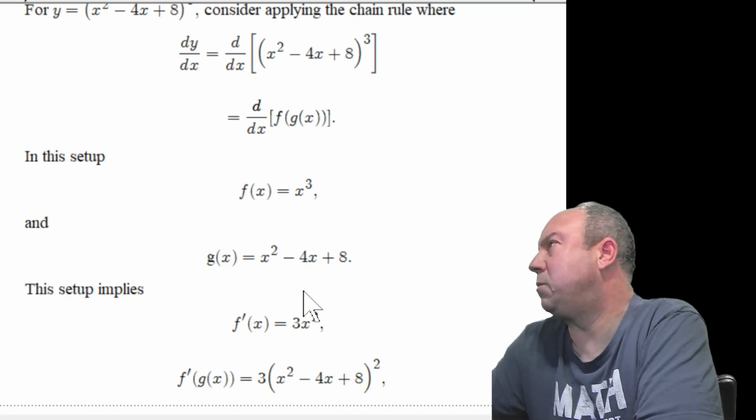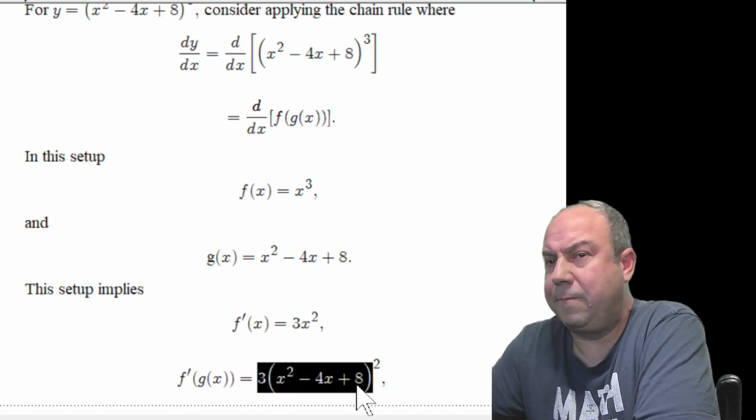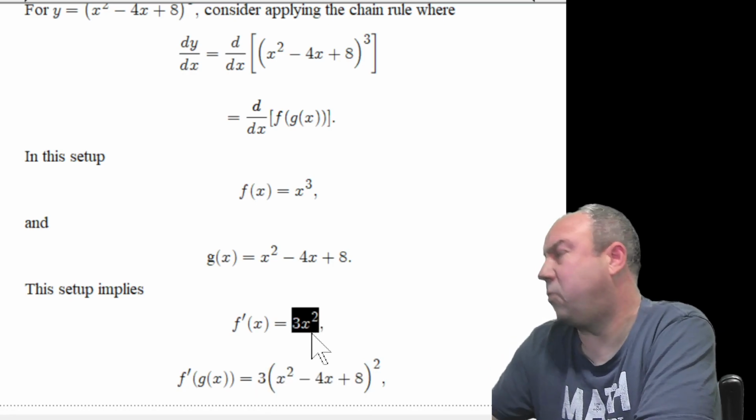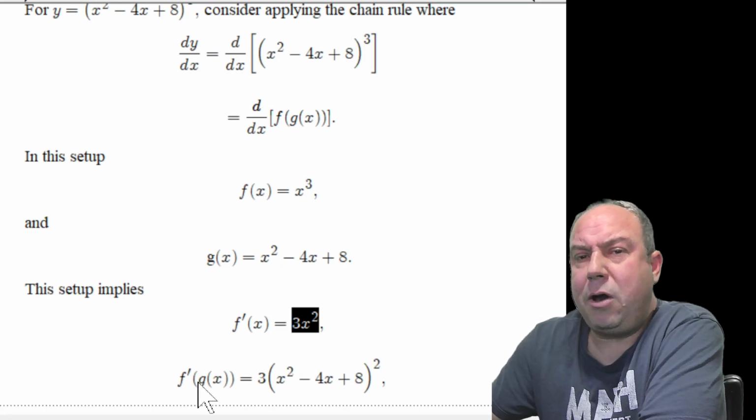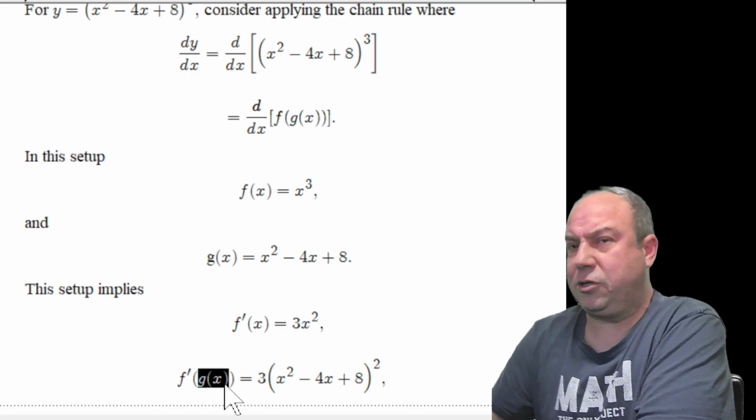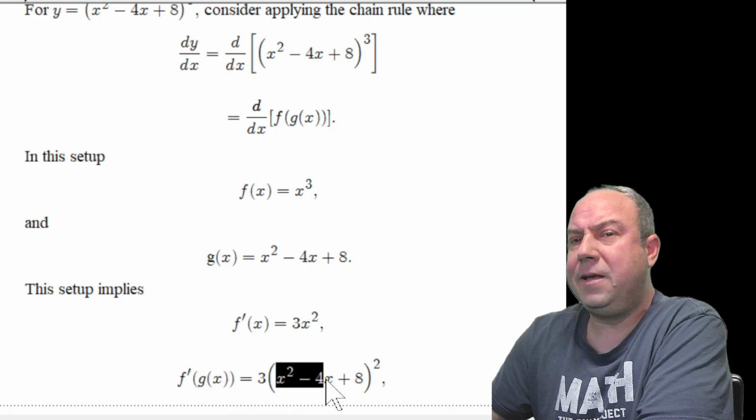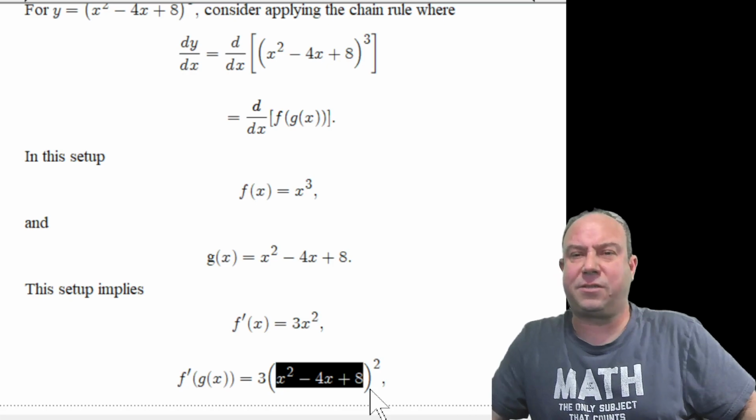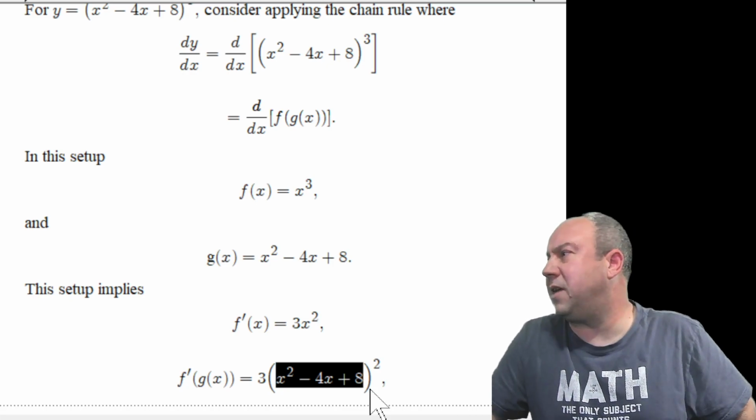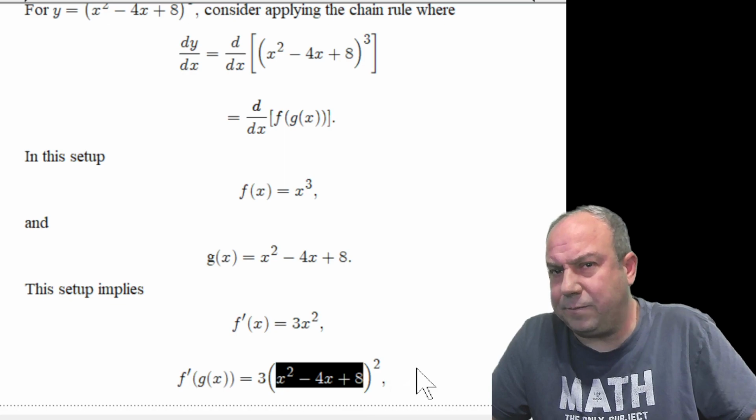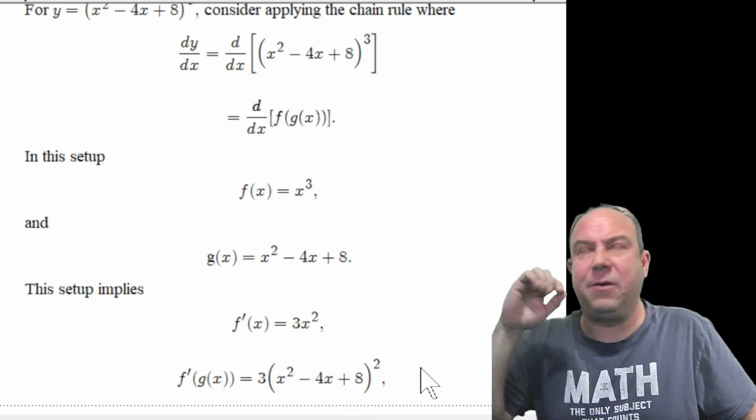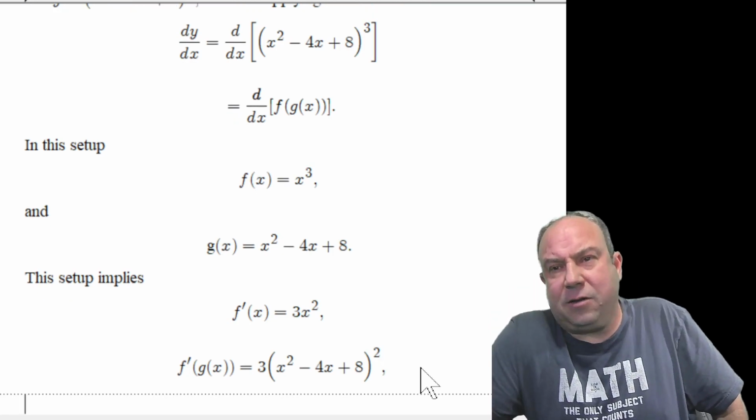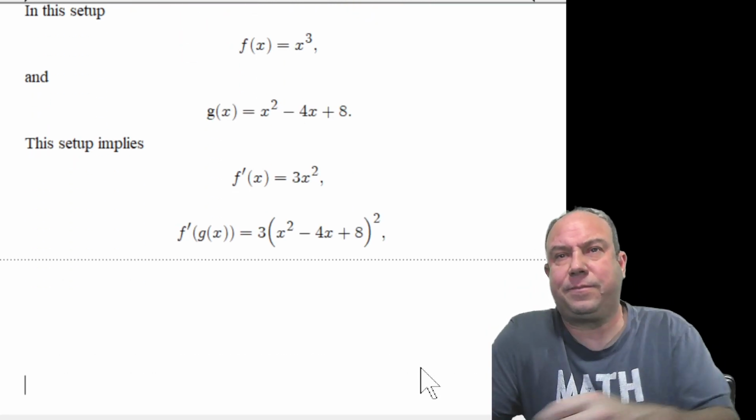x squared minus 4x plus 8, quantity squared. All right. So you can see here, this setup does imply that f prime is 3x squared. So if I recompose inside of f prime the function g of x for x, substituting in that quadratic for x, I can write this as 3 times the quantity x squared minus 4x plus 8, quantity squared. That is one of the factors involved in the calculation of the chain rule. The other now just being g prime of x.